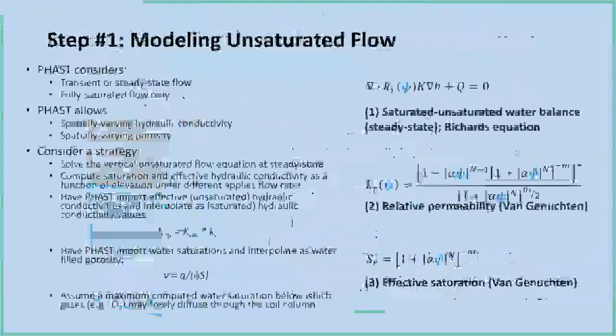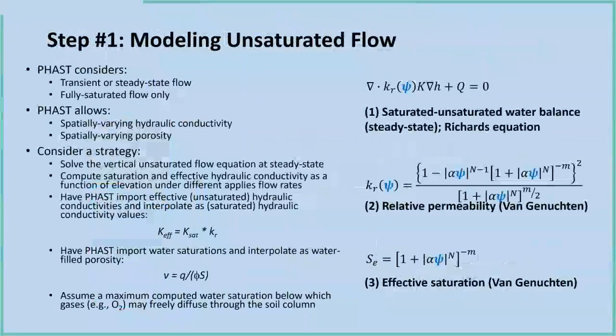As a first step in simulating this problem, let's first consider the unsaturated flow component. Once again, FAST only really considers fully saturated groundwater flow, whether it's transient or under steady state conditions. It does, however, allow the user to specify spatial variability in both hydraulic conductivity as well as porosity. So this suggests a possible strategy. The first item to do is to solve the Richards equation, and we would do this outside of FAST using an appropriate tool or model.